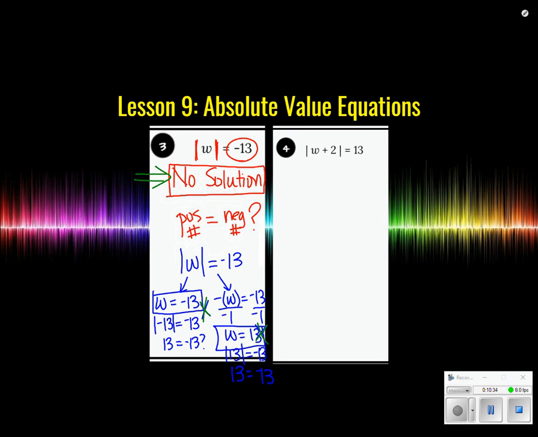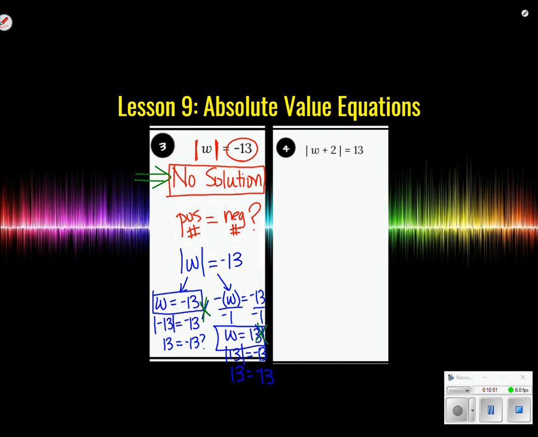All right, so let's look at 4. Number 4, my absolute value bars are by themselves. There is a W plus 2 inside. There's extra stuff inside, but notice that there's nothing kind of outside, hanging around outside those absolute value bars.